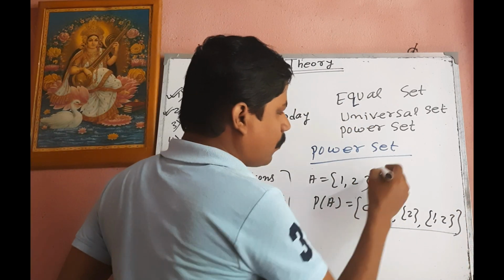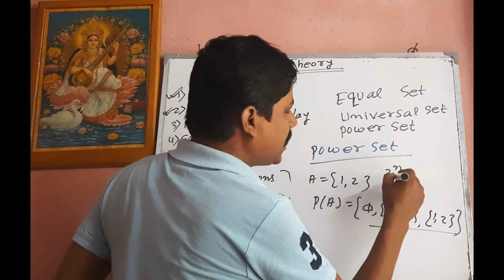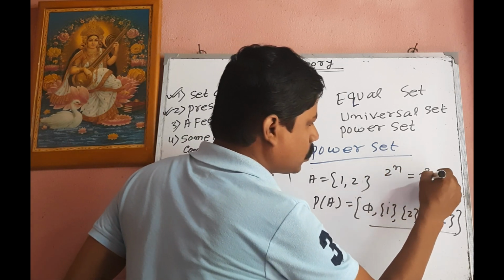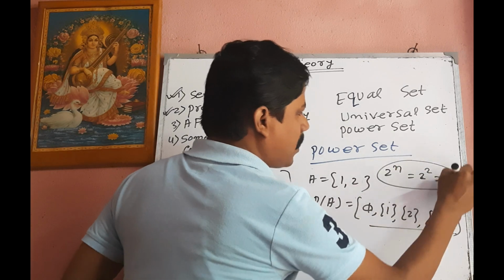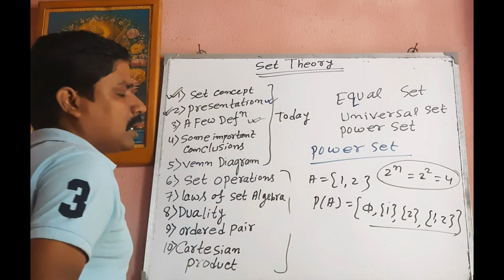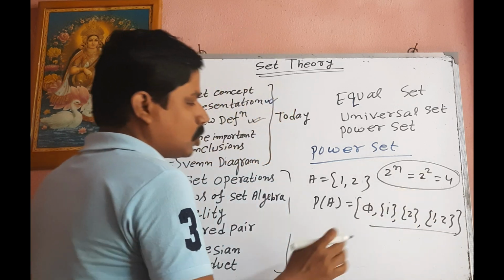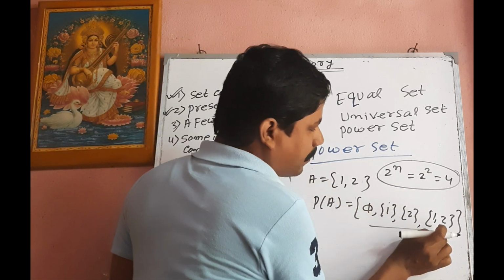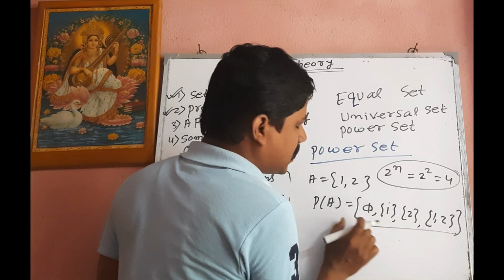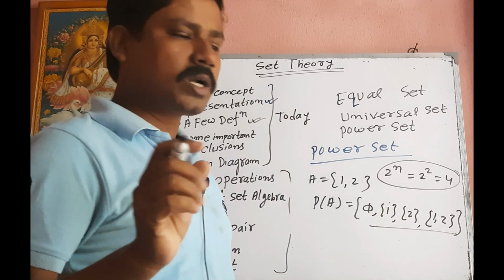And how can you find this? 2 to the power n. The cardinality number of A is 2, so 2 to the power n is 4. The number of subsets of the given set A is 4 according to this law. So the collection of all subsets, represented as a set, is called the power set.